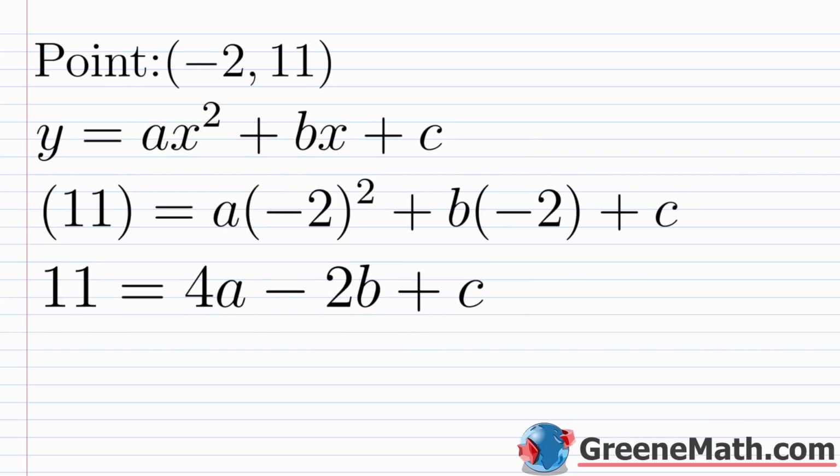And then for the third equation, we generate it with this point right here. So this -2, again, that's going to go for x. So right there and right there. So that corresponds to right here and right here. Then your y value is 11. So that's going to go right there. So that corresponds to being right there. So when you simplify this, you get 11 equals 4a minus 2b plus c. So this is the third equation of the system.